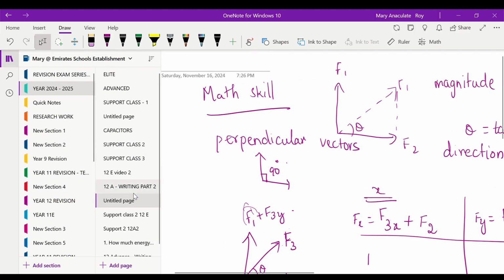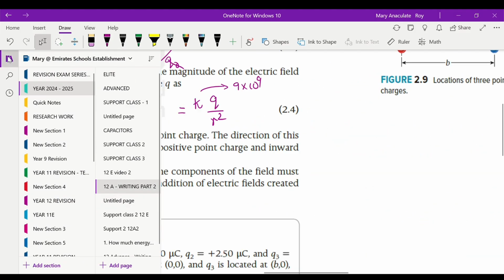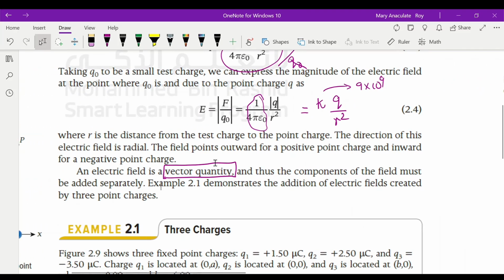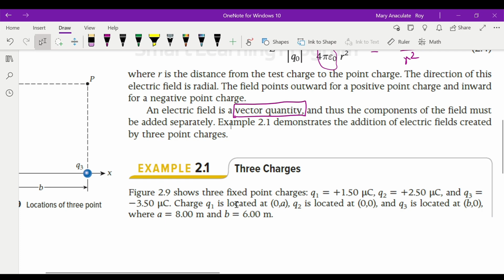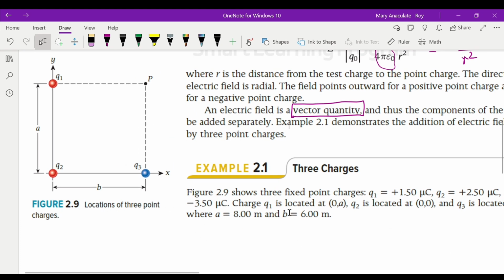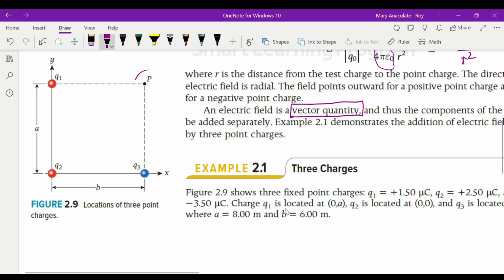Right, so now coming back to the application of this formula. Let's take example 2.1. We have the details given here, and you are asked to find the electric field at point P due to charges Q1, Q2 and Q3. So you have three charges here, and we need to find the direction of the electric field vectors and then combine all three together.